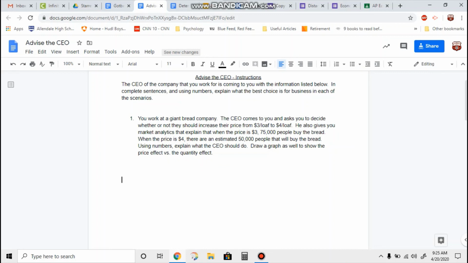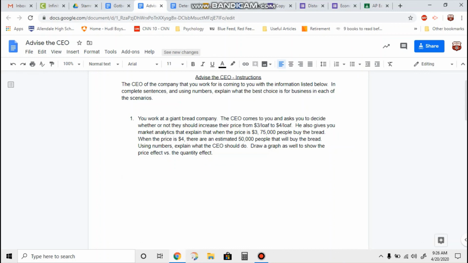However, if we raise the price from $3 to $4, that means we are losing 25,000 people, right? 75 minus 50, we're losing these 25,000 people that were paying $3 per loaf. So 25,000 times 3 is 75,000. So we would gain $50,000 from raising the price, but we would lose $75,000 from raising the price.